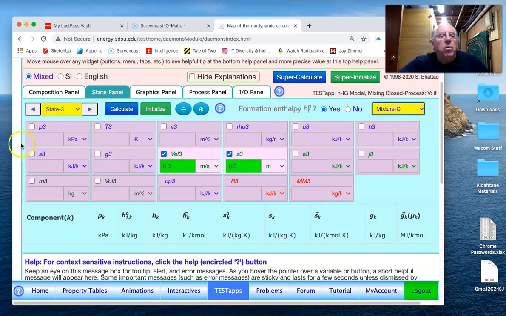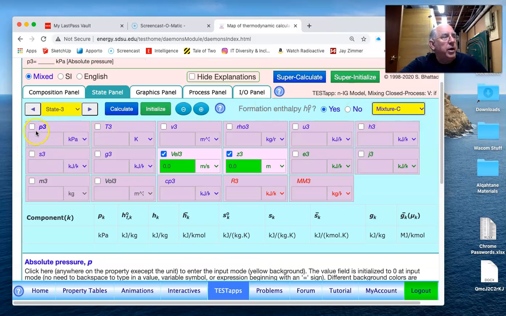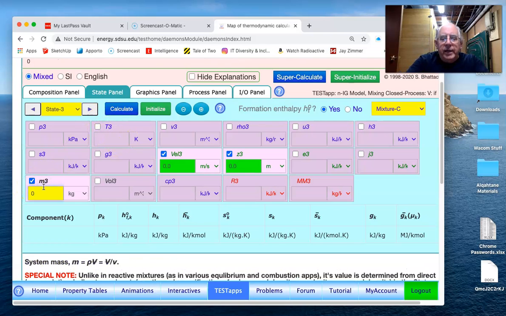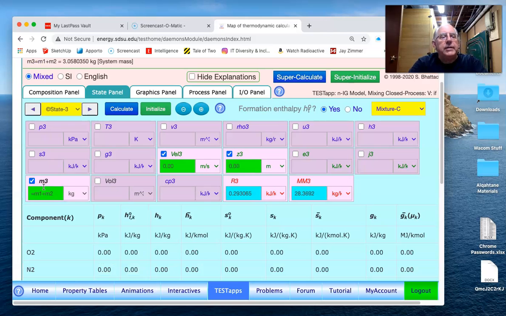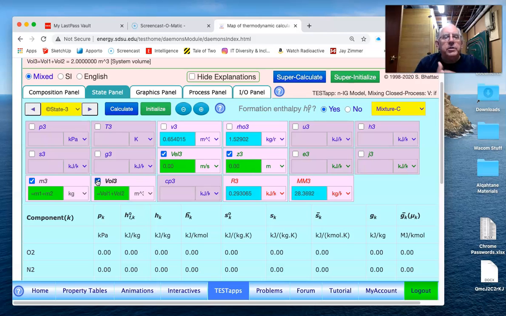And what we know, or what we're trying to determine, is the pressure as well as the temperature. What we do know is that the total mass of this state is the two masses combined, in the combined volume. The combined volume is going to be 2 cubic meters, or as I put it, volume 1 plus volume 2. So we have the mass and the volume, so we can calculate the specific volume.